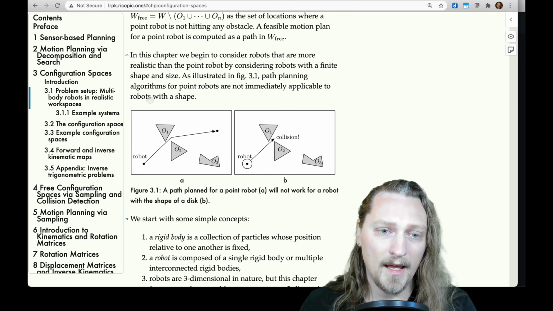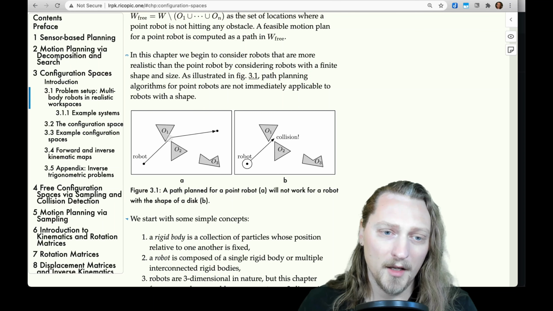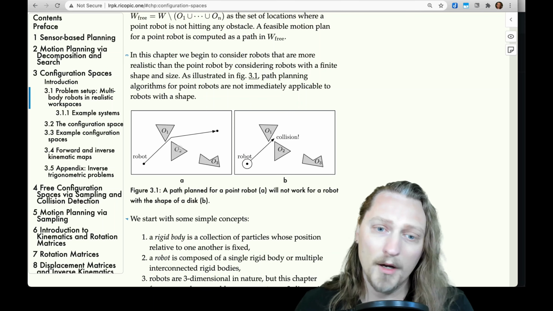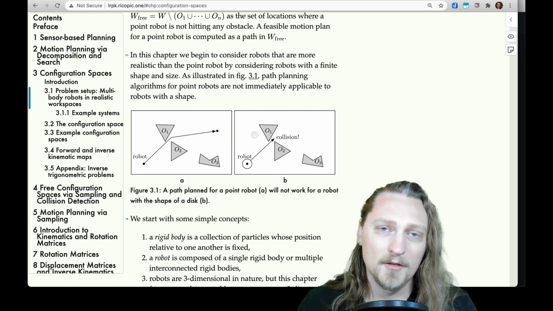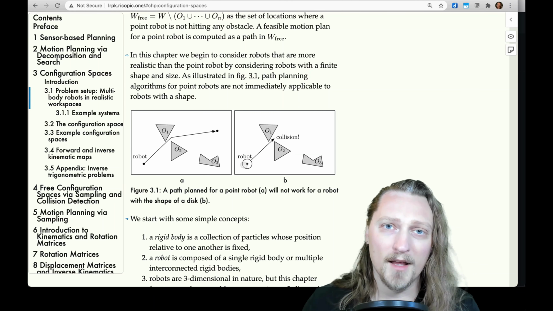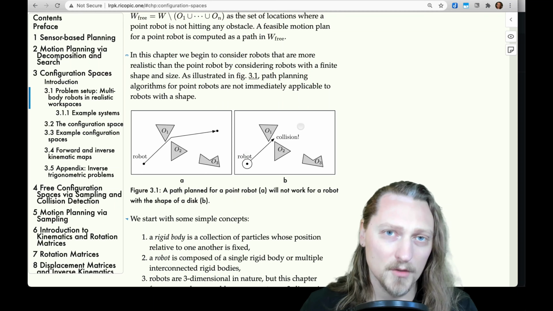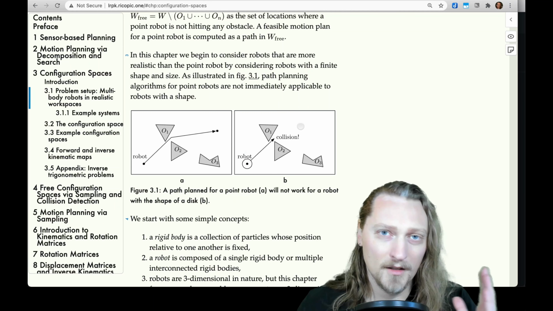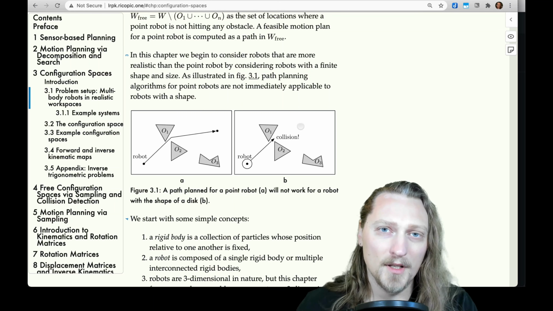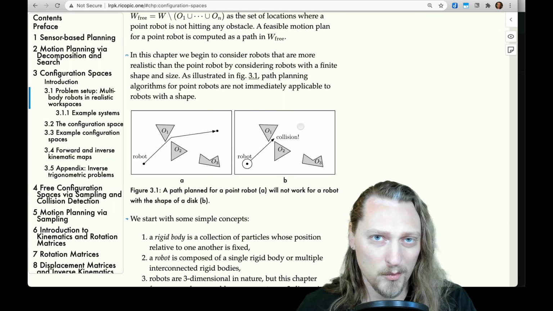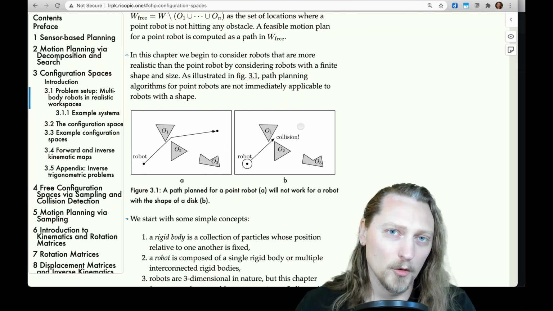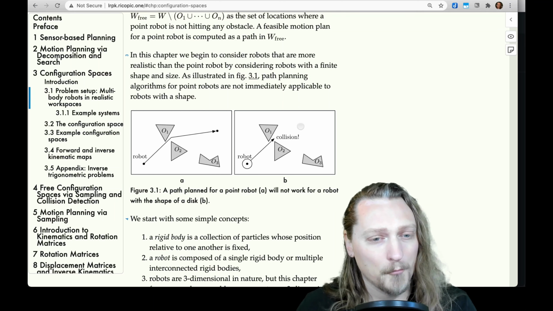So we see in A, this point robot able to move right between obstacles 1 and 2 with no problem, whereas in B, we would have a collision because the robot has some size that won't fit between these two obstacles. So we can't just treat a robot as a point and use the preceding methods that assume the robot is a point, but we can use them and then extend them to include the robot with some finite size.